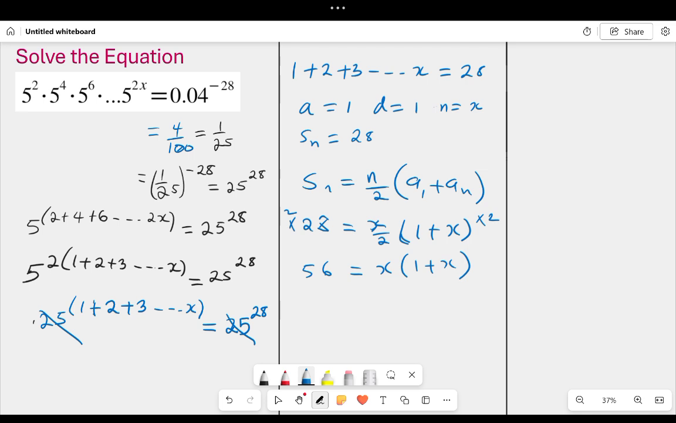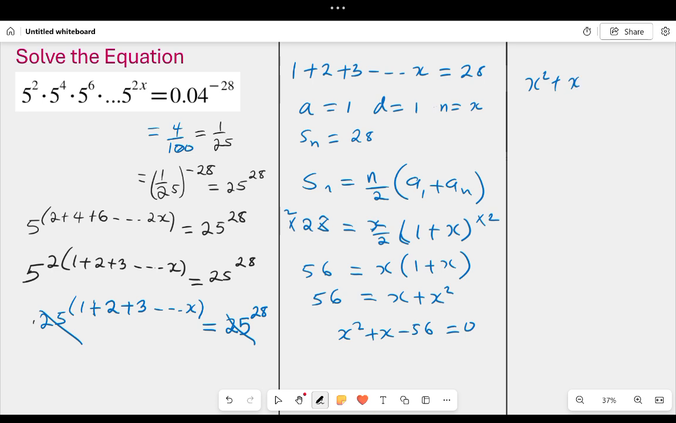Opening the brackets on the right hand side, we are going to have x plus x squared is equals to 56. Now, good news, this is a quadratic. So let us reorganize the quadratic equation in standard form. It's going to be x squared plus x minus 56 is equals to 0. Now, this quadratic equation, when you examine it clearly, it shows that we can solve it actually by factorization. So x squared plus x minus 56 is equals to 0.